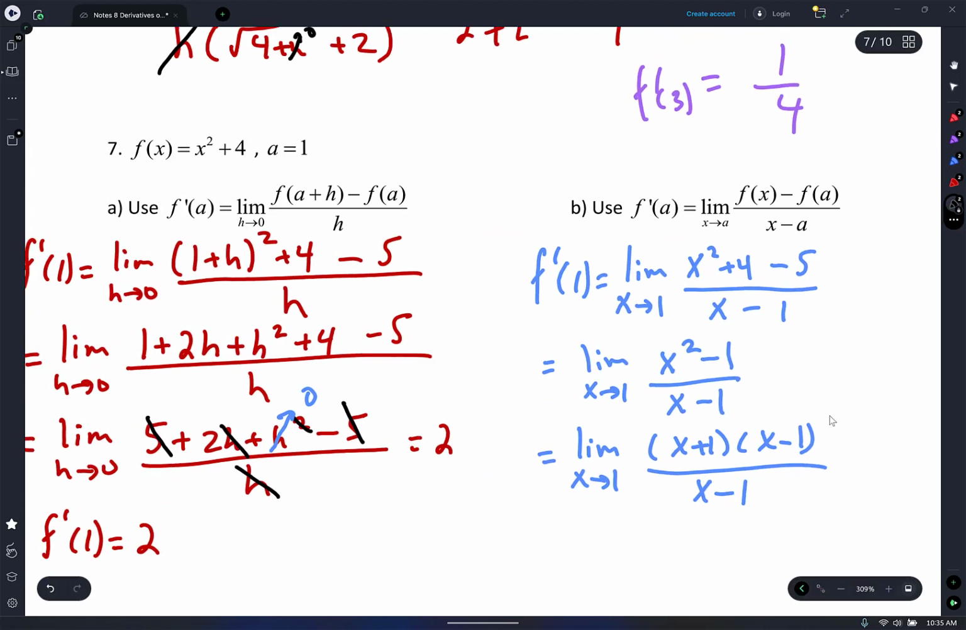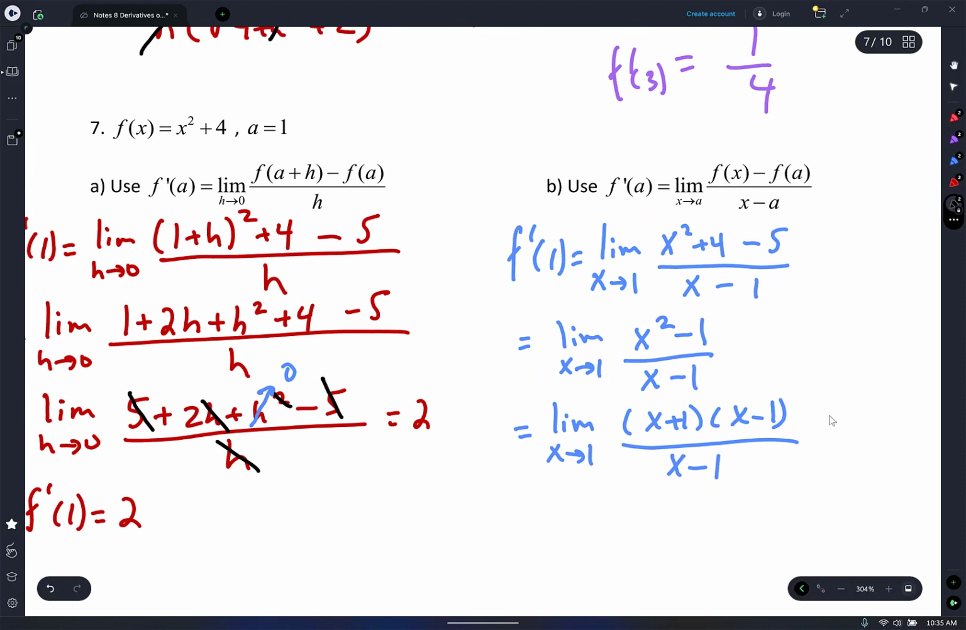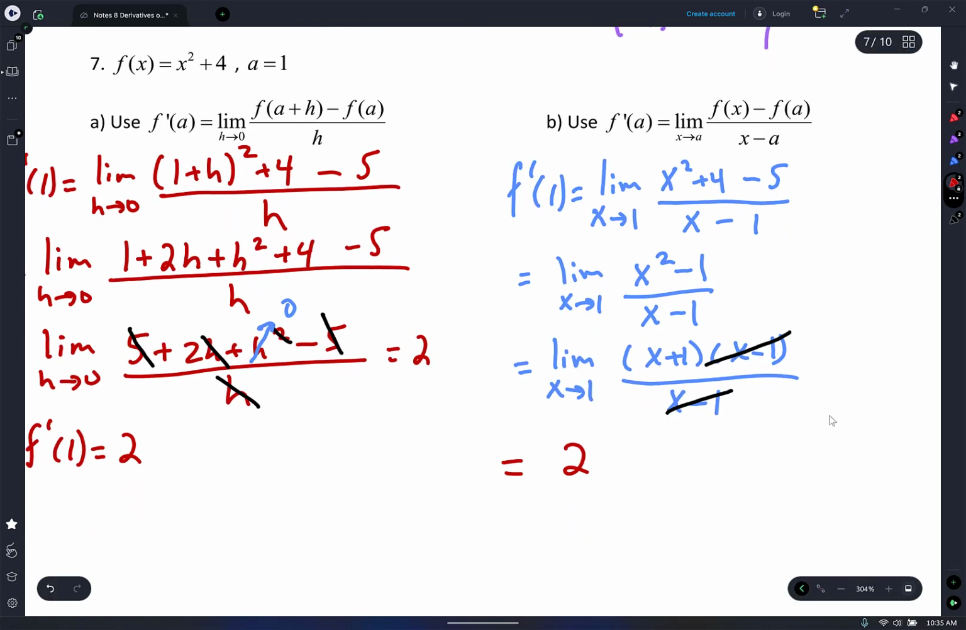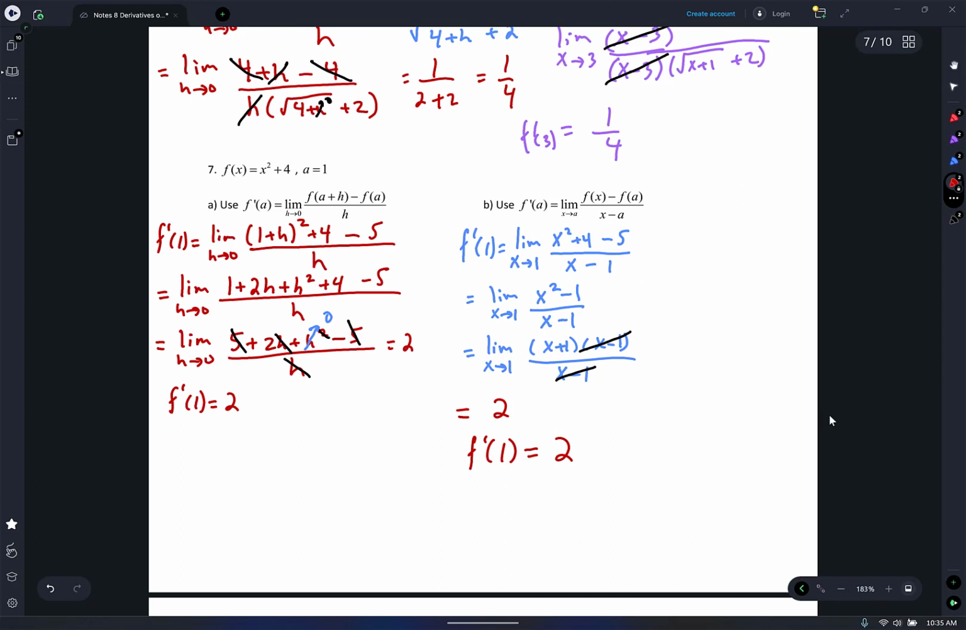The x minus 1s zero out, I'll cancel them. And now can I do direct substitution? Yes. What is 1 plus 1? 2. So f prime of 1 is equal to 2. Do you see how both of those are the same? Okay.